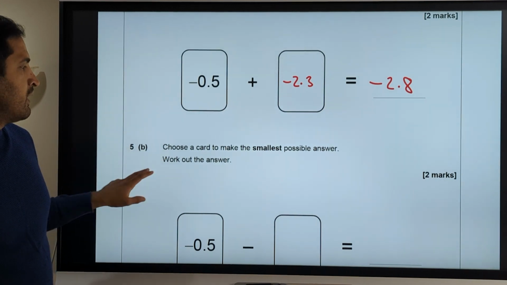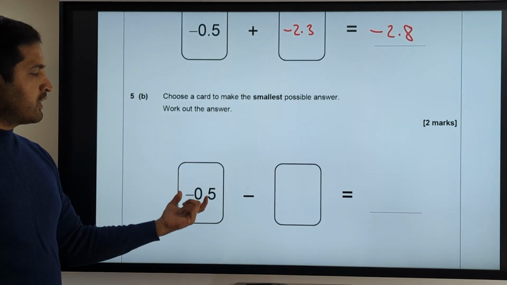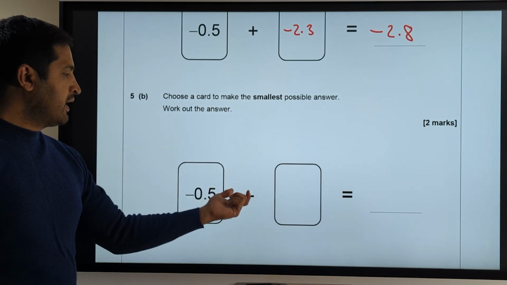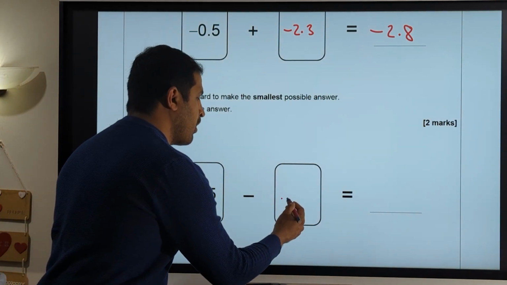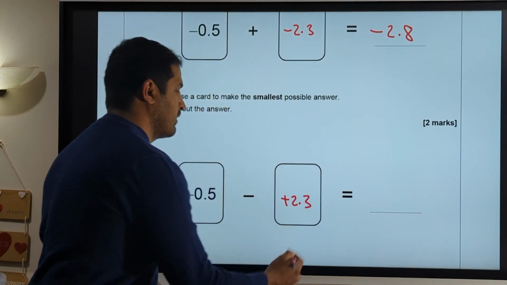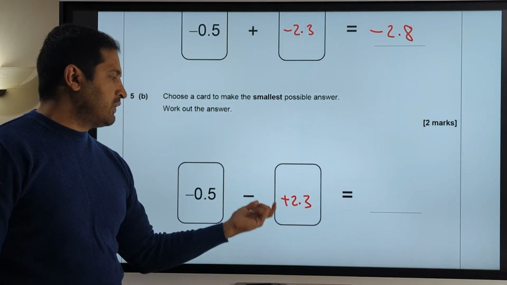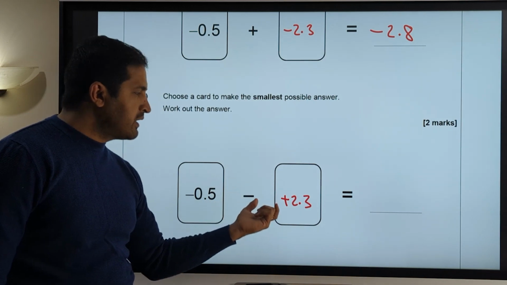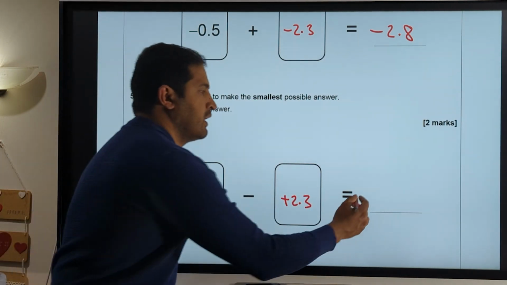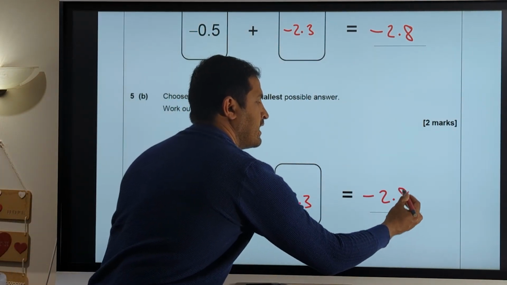Same thing again. But this time we're taking away. So negative 0.5, take away positive 2.3. Then you've got still negative. That's positive because of that sign. Here you've got 0.5 negative and then 2.3 negative. You also get 2.8 as a negative.